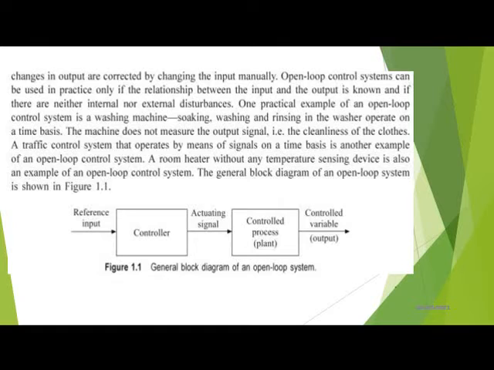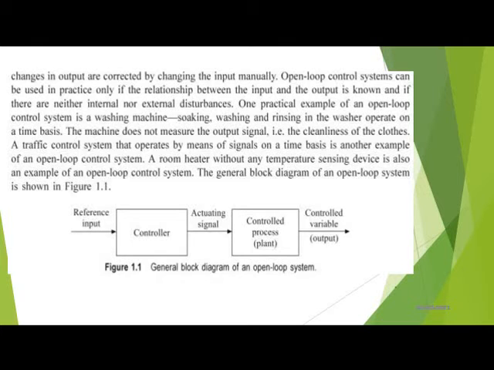And this is the general block diagram. This is the reference input, this is the controller, this is the actuating signal, and this is the control process, which is nothing but the plant, and this is the controlled variable, the output. In the controller there is no error signal, so the system is uncontrollable. Therefore the output is independent of the input.